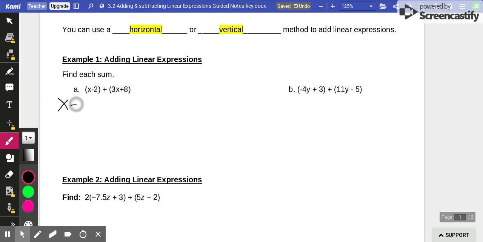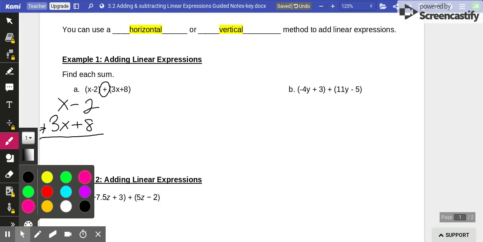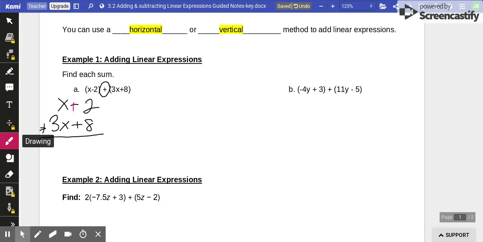So I have x minus 2. I'm going to put a little plus sign over here because I'm adding those two expressions. That's representing this. And I'm going to line up my 3x right below it, plus 8. So just like we did in chapter 1 and in chapter 2, anytime I see that subtraction sign, I'm going to do a keep, change, or add the opposite. So now I'm going to be able to add just vertically.